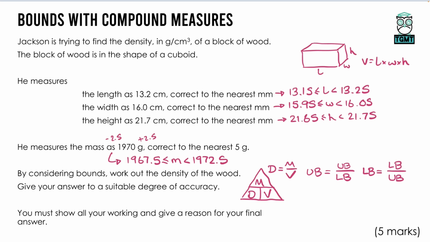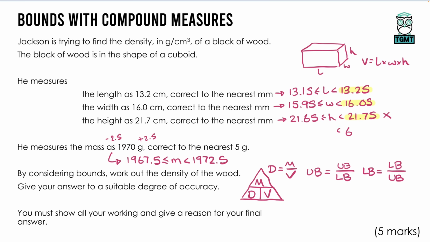Now, we're very close to being able to complete this, but I just need to get the volume of the cuboid, and I need the upper bound for the volume, or the largest possible volume, and I need the lower bound for the volume, or the smallest possible volume. Now to get the largest possible volume, I want to multiply these three numbers together. And rather than writing out an absolute ton of things here, I'm just going to multiply those together on the calculator. So we have 13.25 times 16.05 times 21.75. And of course, that gives me a very large number.